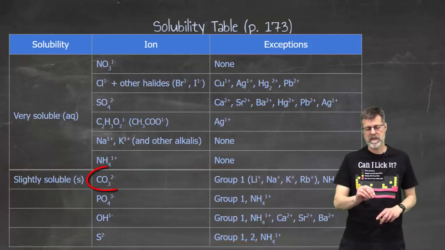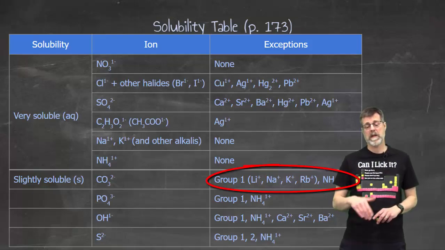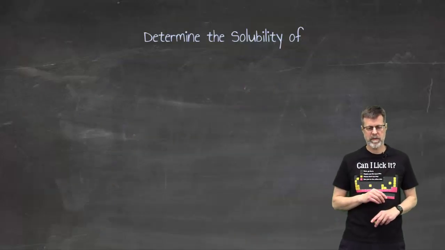So the first one, CO3 with a 2- charge, almost nothing is soluble if that is the negative bonding partner, except group 1 compounds. Sodium, for example, lithium, potassium. That's how we read that table. We'll get some practice with that.